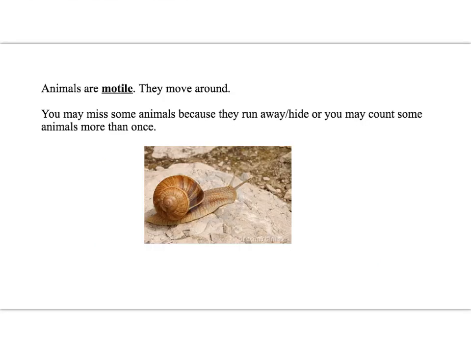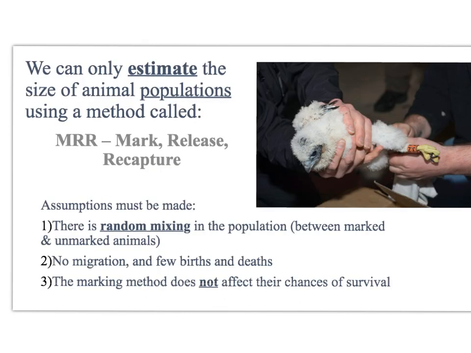So the techniques that we've looked at so far have been for measuring sessile organisms, so ones that don't move. But if we're going to measure the abundance or the population size of animals that are motile, that can move, we need a different technique. So mark-release recapture is a technique that's used to estimate the size of populations. It doesn't give an exact population size, but it does give an estimate.